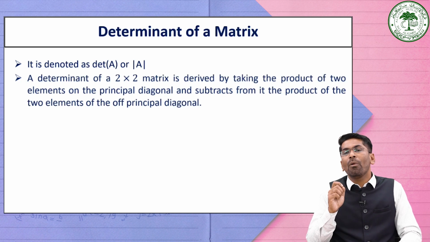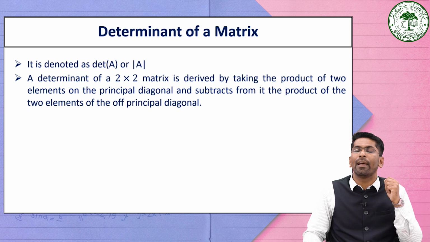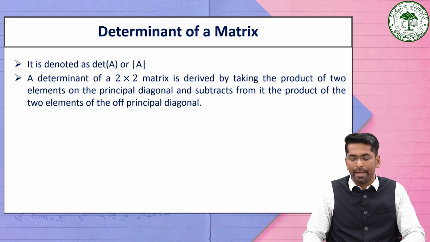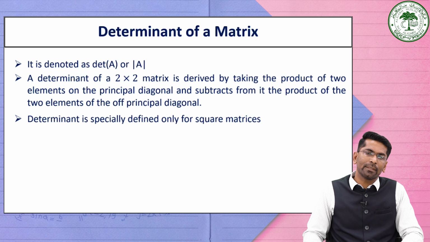The determinant of a 2 by 2 matrix is derived by taking the product of the two elements on the principal diagonal and then subtracting from it the product of the two elements of the off principal diagonal. The determinant is defined only for a square matrix.